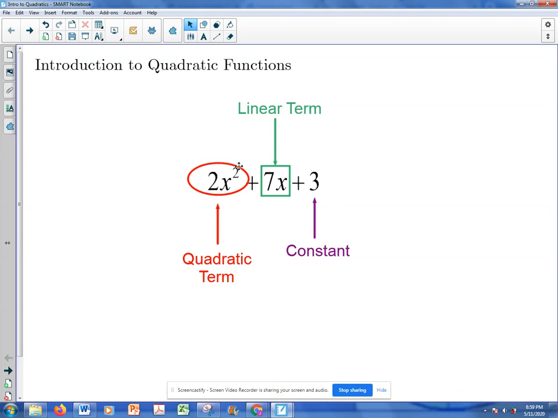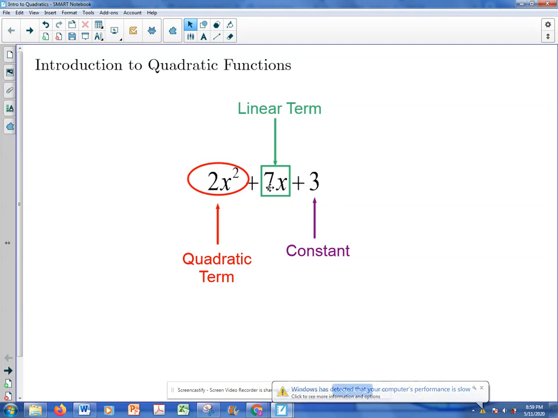The first term, the one with the x squared, is called the quadratic term. The one with the x is called the linear term. And the one with no x is called the constant. Now, you can have at most 3 terms, but realize this could be a 0, and then you'd have no linear term. You just have the quadratic term and a constant, so you'd have 2 terms.